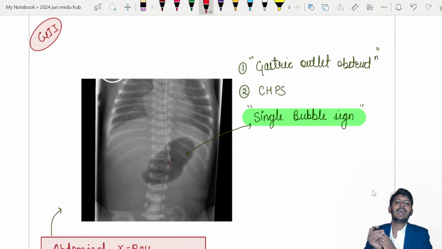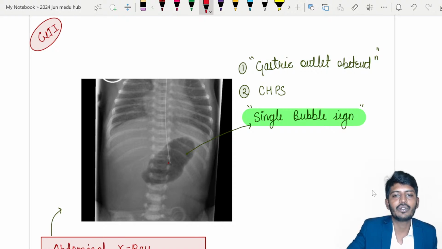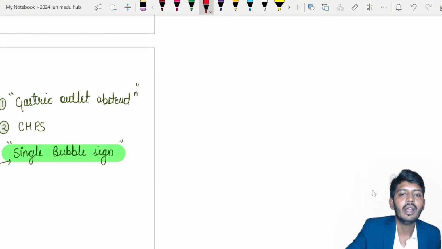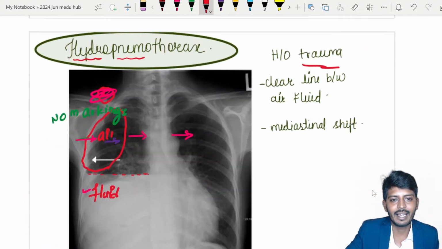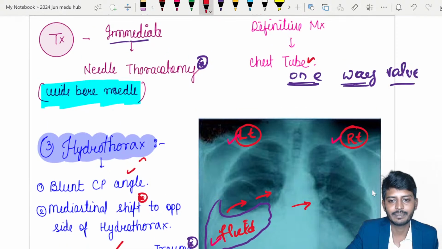So let's talk about X-rays in the GIT. Very important ones. Let's understand the first and most important basics here, my dear students. So let's go back to a chest X-ray. Let's use one chest X-ray and understand.